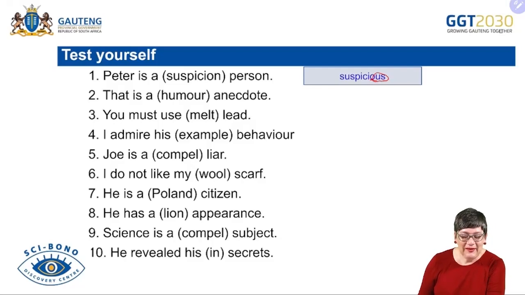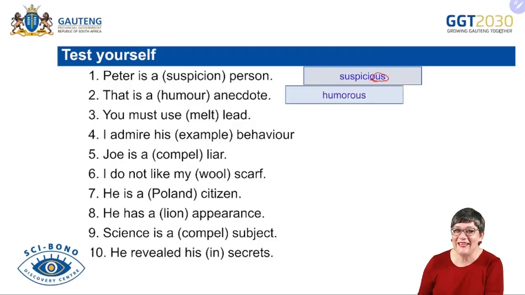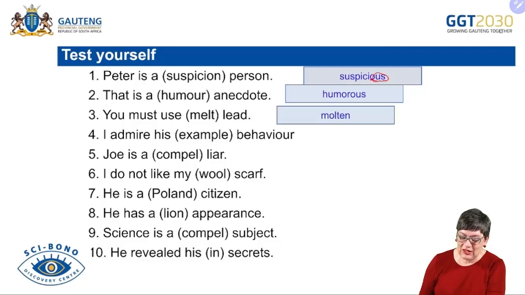Number 2, that is a humor anecdote. It's always easier to pronounce it than to write it, isn't it? So we need humorous. So we added O-U-S. A nice little suffix there. Number 3 is a little bit of a trick. You must use melt lead. Now this one changes into molten. Now can you see our E has changed over to an O?